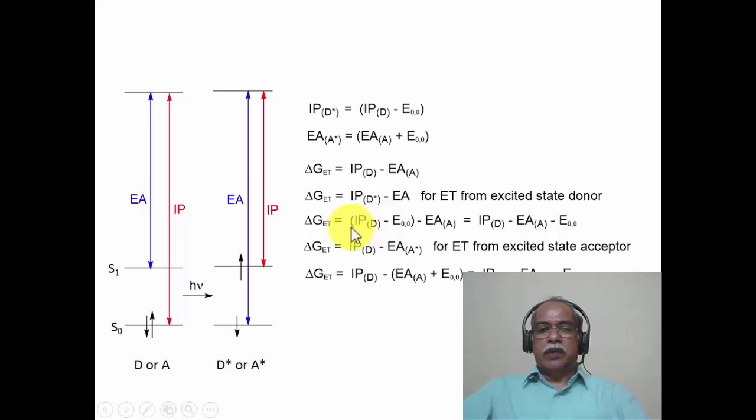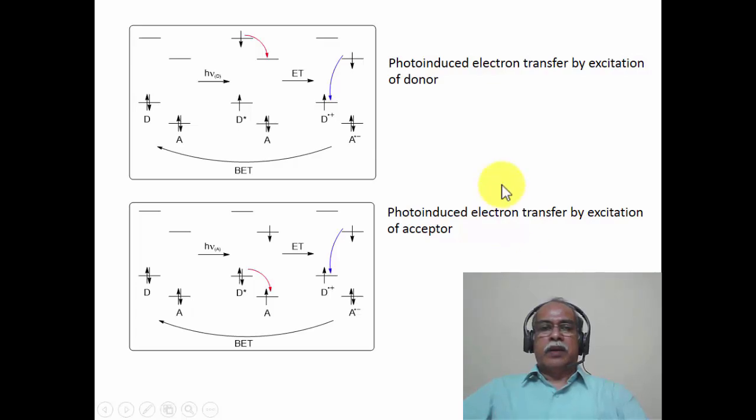Now let us try to understand how the electron transfer process takes place. First, the photoinduced electron transfer by the excitation of the donor we will consider. Now a donor is the one which is easier to ionize compared to an acceptor. So the ionization potential, in other words the HOMO level as well as the LUMO level of the donor, will be at a higher level compared to the acceptor. Acceptor has a larger electron affinity, so this is the larger electron affinity compared to this one here. So the energy levels are placed appropriately to define the donor and acceptor.